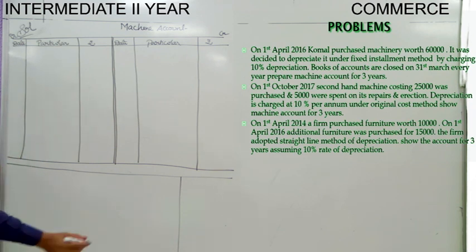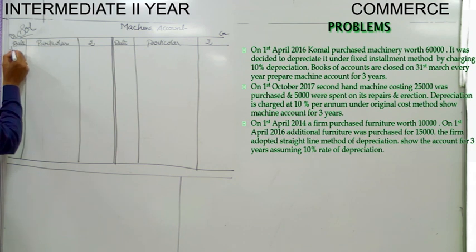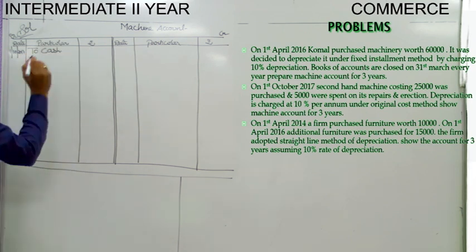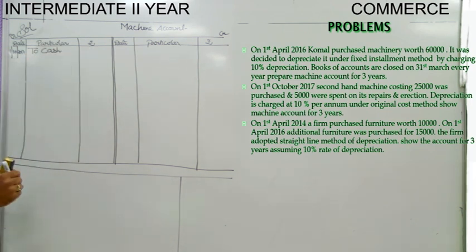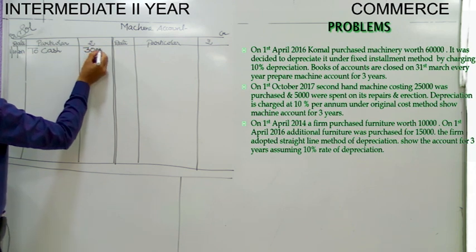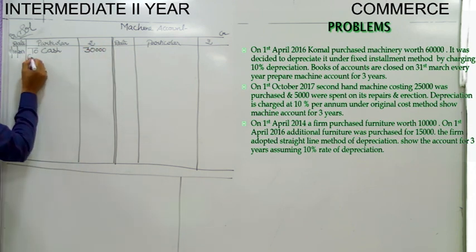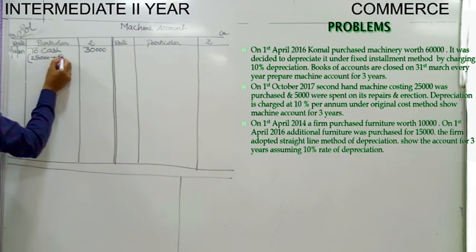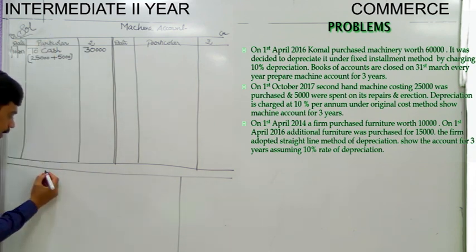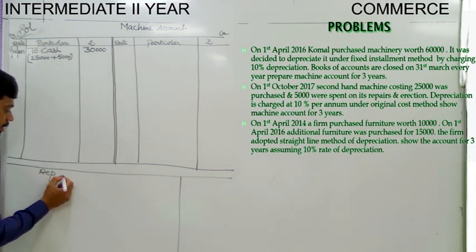When we bought the asset on 1st October, 1st October 2017, to cash, you can write the total amount. For how much did we buy the machine? 25,000. And how much have we spent for repair? 5,000. So in total we can write 30,000. In brackets down, if you want, you can write 25,000 plus 5,000, 30,000. Come to working notes and write here depreciation.